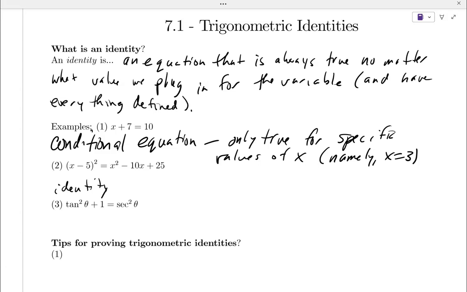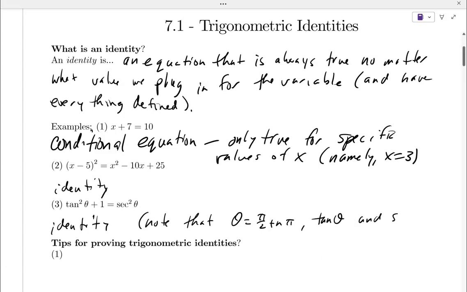And the last one, is this one that we've seen before? It's one of the Pythagorean identities, isn't it? Right? The reason why I put this one on here is that I want you to note that when theta equals pi over 2 plus n pi, tangent of theta and secant of theta are undefined. But that doesn't matter in terms of identities, okay?